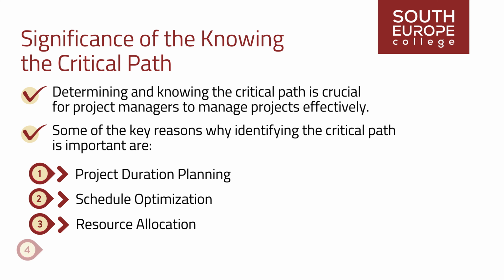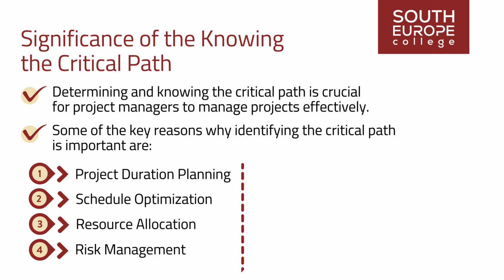Project managers can allocate resources more efficiently by prioritizing critical path activities, ensuring that the necessary resources are available when needed. 4. Risk management. The critical path is inherently associated with project risks. Delays in essential activities of the path directly impact the project's finish date. Identifying and closely monitoring the critical path helps project managers proactively manage and mitigate risks, ensuring the project stays on track.